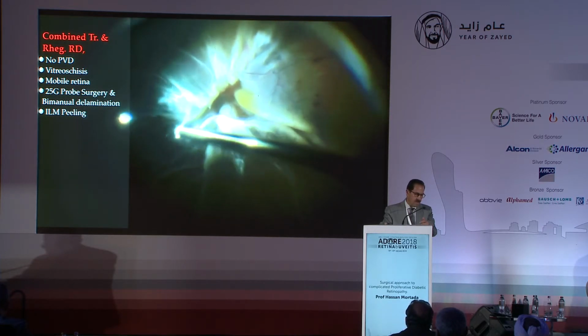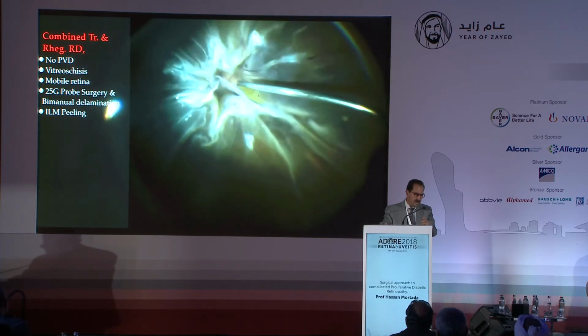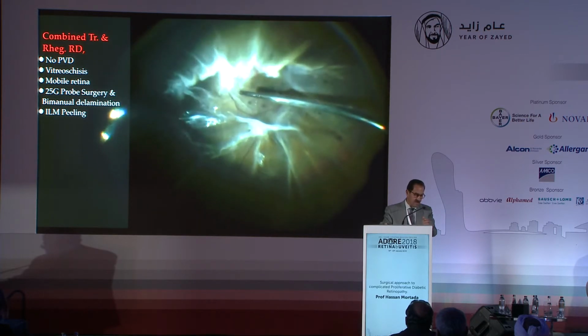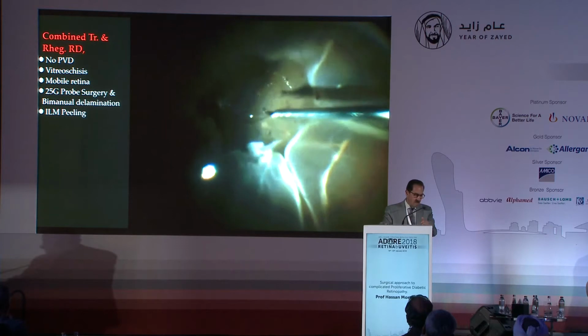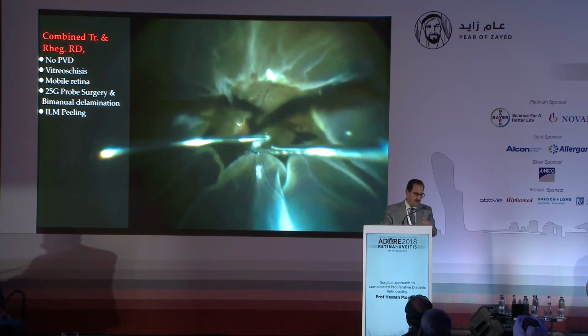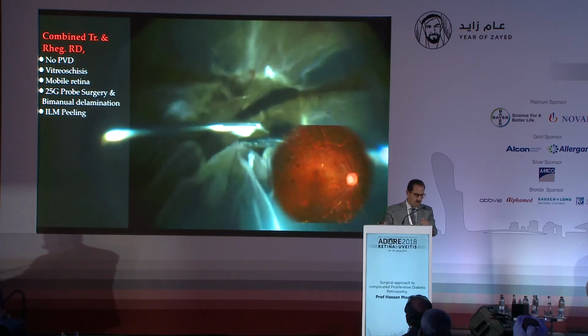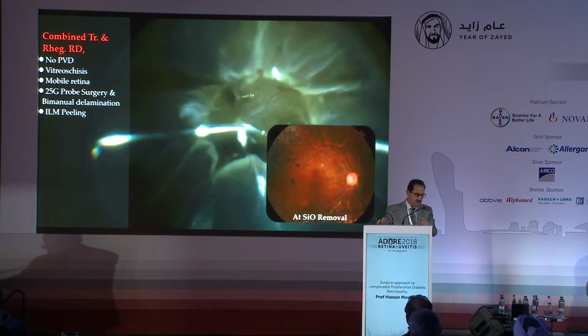So I injected PFCL to stabilize the posterior retina, and with the bimanual technique, the probe is used to cut the transvitreal tissues. But after some time, you have to use both hands. Here again, the forceps and the scissors were used to achieve the task and complete the removal of the fibrovascular tissue. And this is at the time of silicone oil removal.